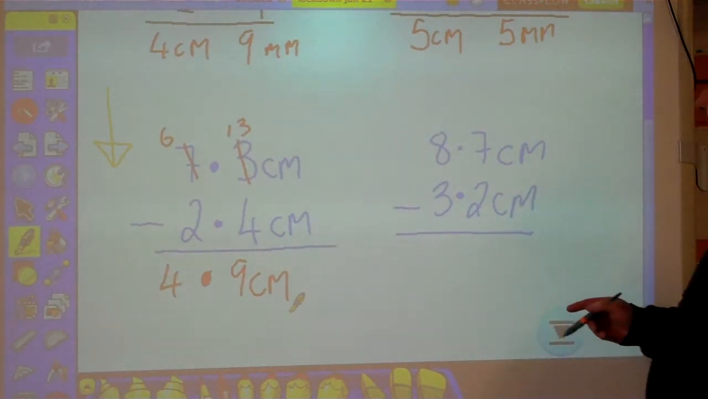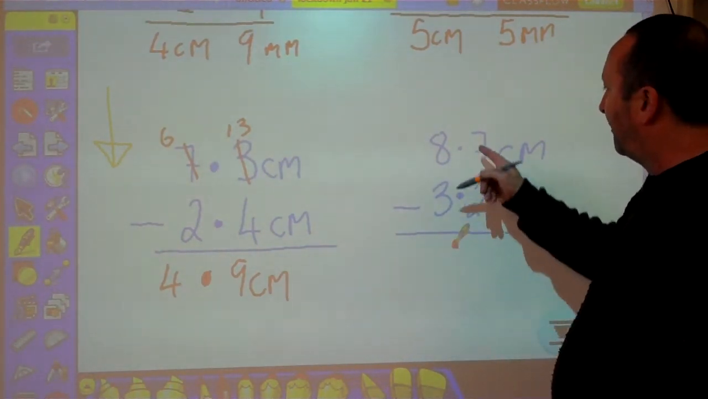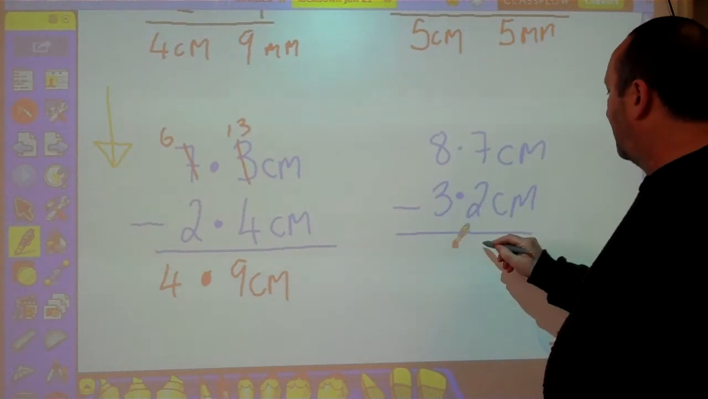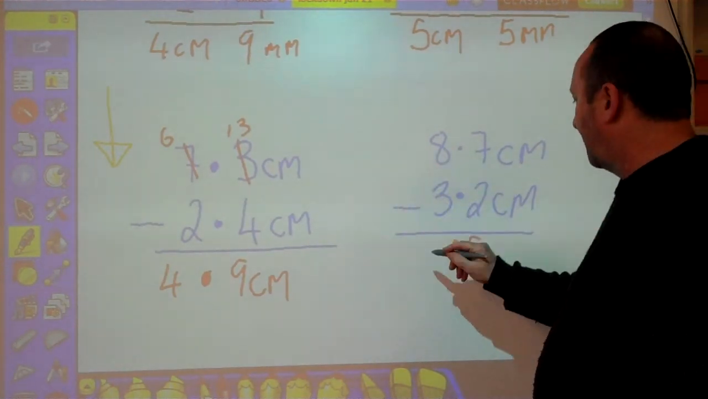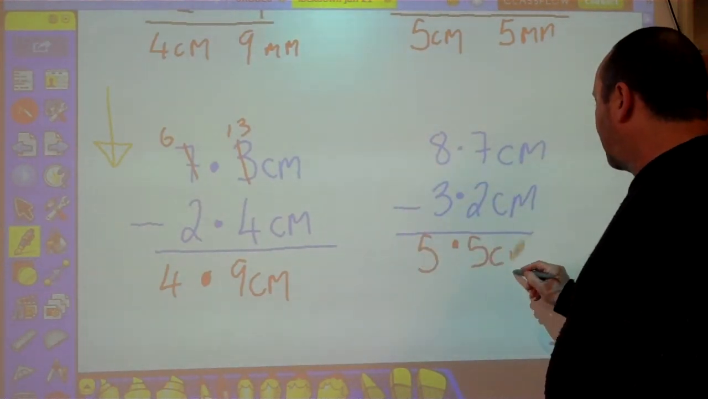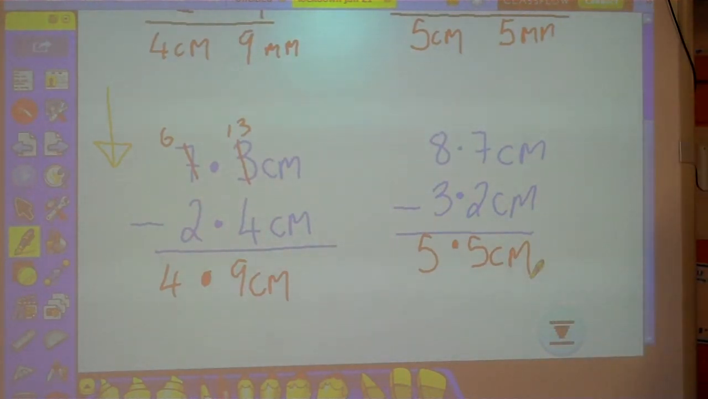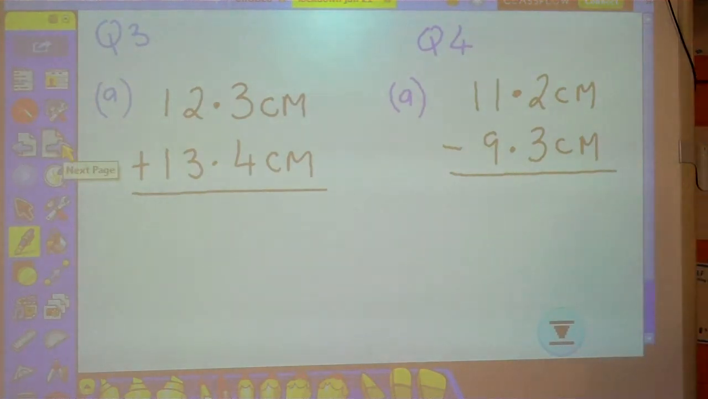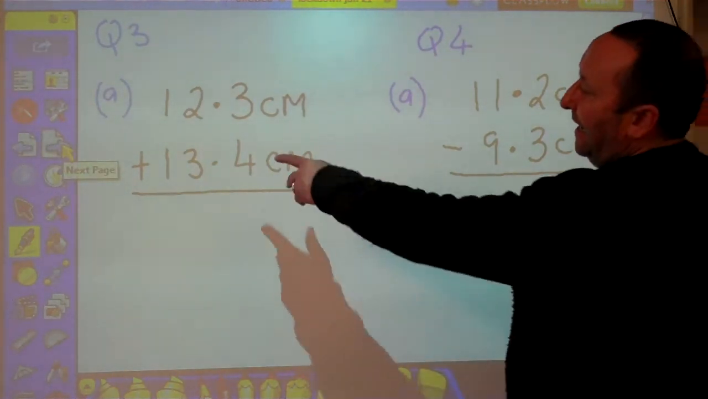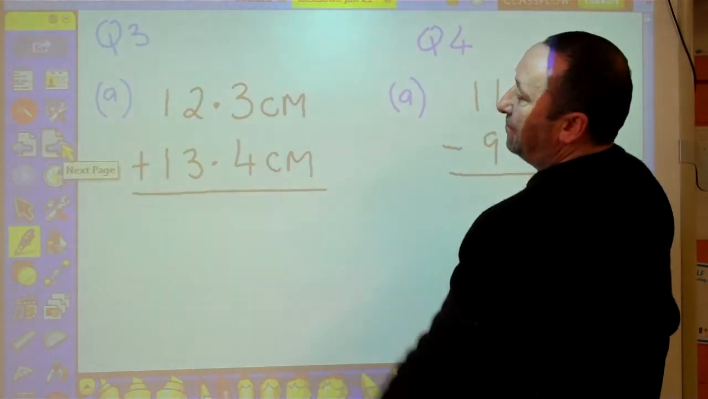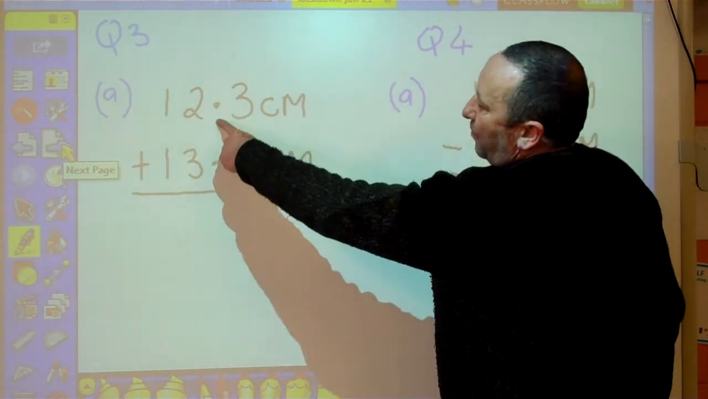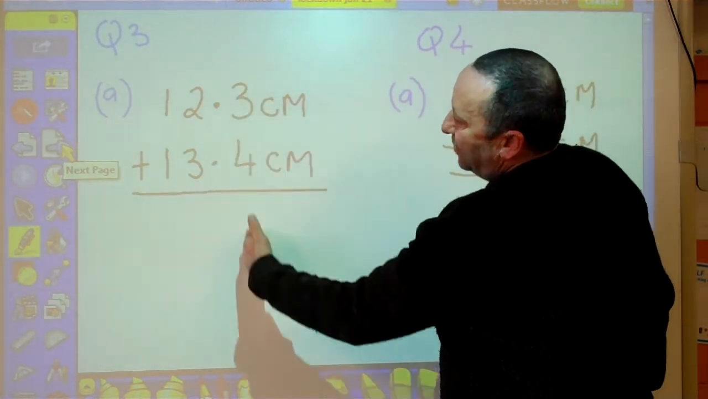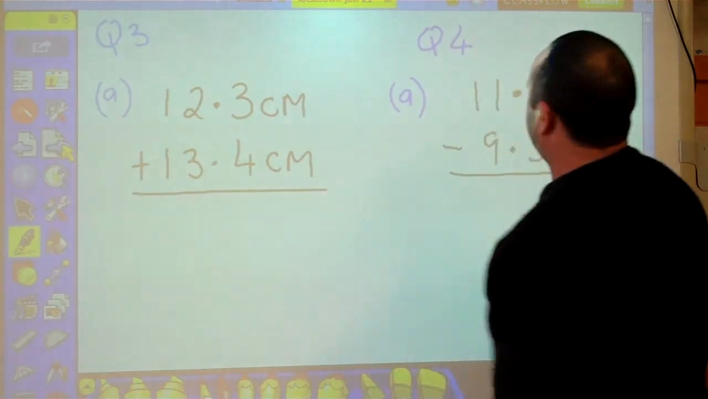Over here it's the same idea, the decimal point is going to be immediately under these. 7 take away 2 is 5. 8 take away 3 is 5. My answer is 5.5 centimeters. So this is the same for question 3. Use decimal points, decimalize the sum, so the decimal points stay underneath each other, keep the numbers underneath each other, and that's how we want you to do it.